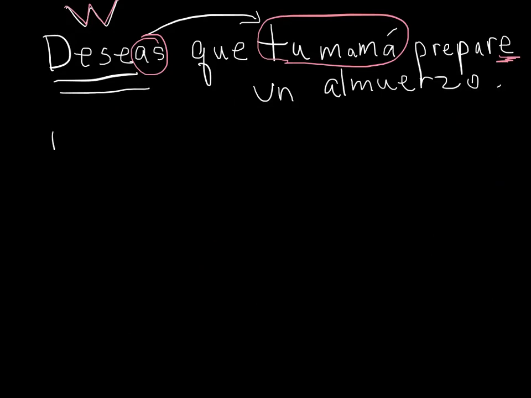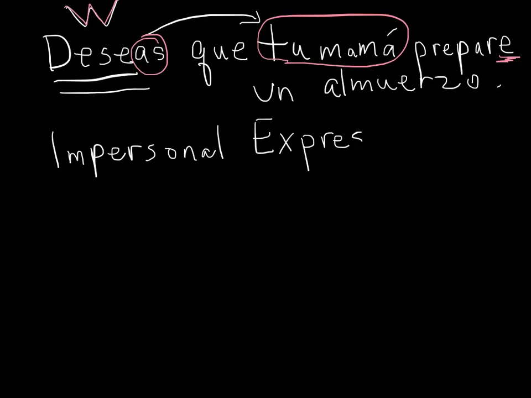When we talked about impersonal expression being a reason for subjunctive, examples of impersonal expressions. Well, those are things that don't have subjects to them, but they are very expressive of emotion usually.